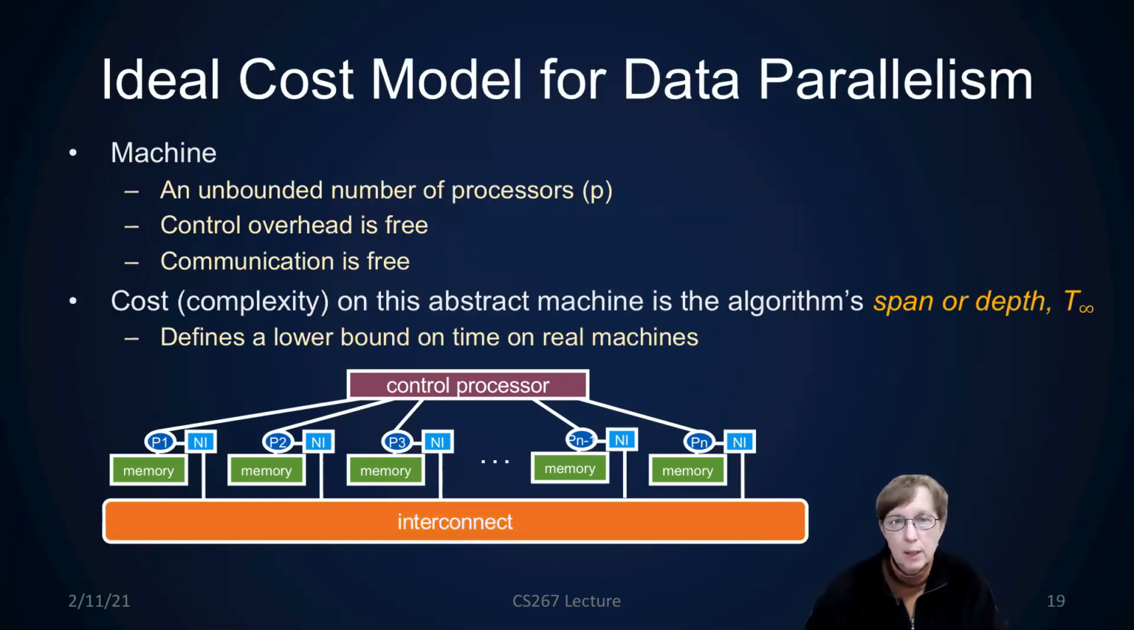And the cost model is that we're going to just assume we have an unbounded number of processors, that the control overhead is free, and that the communication is free. None of these things, of course, are realistic assumptions, but it is a nice way of designing algorithms that will give us good complexity analysis. And this abstract machine model will give us what we call the span, or the depth of the algorithm, based on how many steps it has to take on a machine that has this sort of free communication and unbounded number of processors.